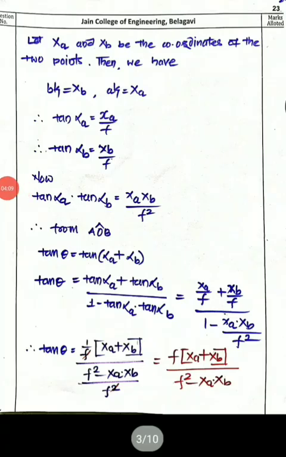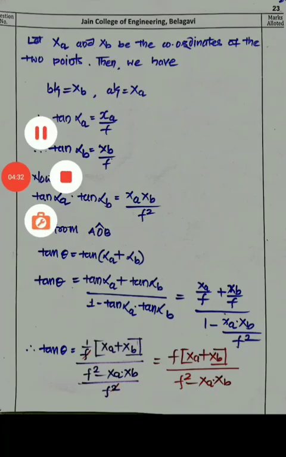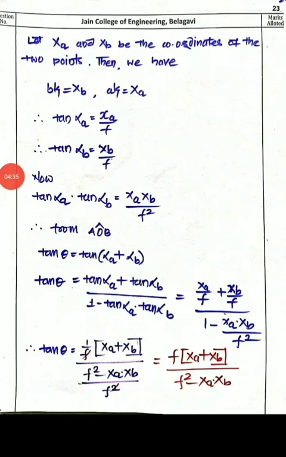Let XA and XB be the coordinates of the two points. Then we have BK equal to XB and AK equal to XA, as I have shown. In the previous class we saw how to determine the vertical and horizontal angle. There we saw that tan alpha A is equal to XA by F, and tan alpha B is equal to XB by F. This reference is from derivation 1 of the previous video, where these two are the horizontal angles. So tan alpha A is equal to XA by F and tan alpha B is equal to XB by F.